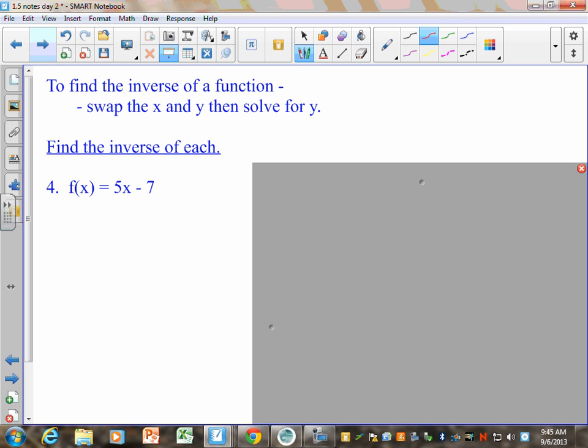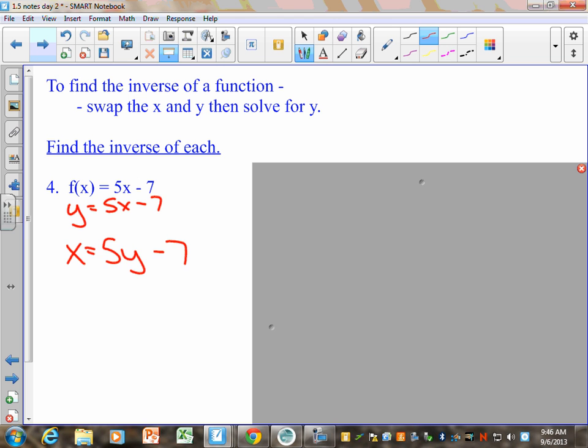Are you ready for this yet? Are you still ready? So remember that f of x is the same as y. So if you want, you could rewrite this as y equals 5x minus 7, right? But hopefully you know that f of x means y, because we're just going to switch those two. Definition of inverse: switch the x and the y. So x equals 5y minus 7.